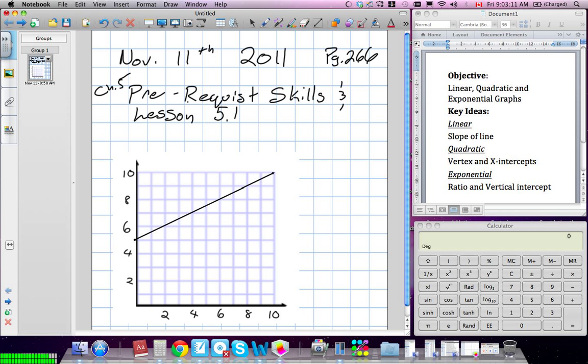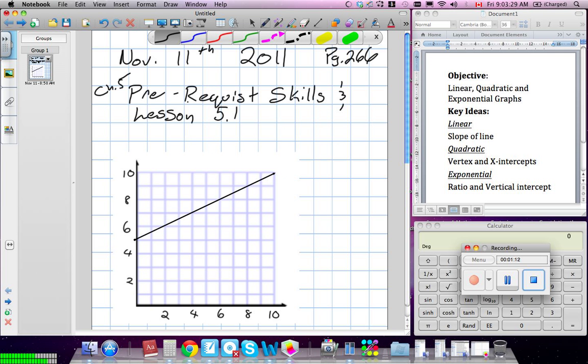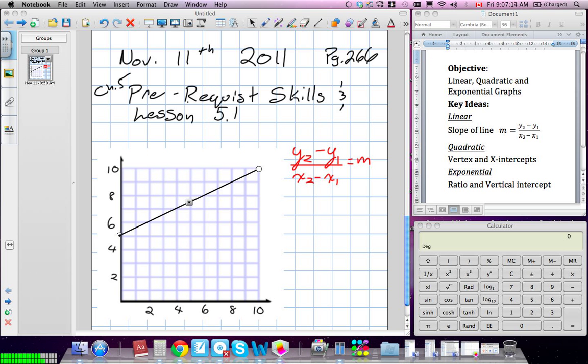So we're going to put a straight line up here. Some of the ideas we need to remember from a linear equation. The main one is we need to know the slope of a line. We have to remember how to calculate the slope of a line. So, okay, our formula for slope of a line, y2 minus y1 over x2 minus x1. So what we're going to do is take a look at the line we have here, and we're going to plot two of the points and then plug them into that formula.